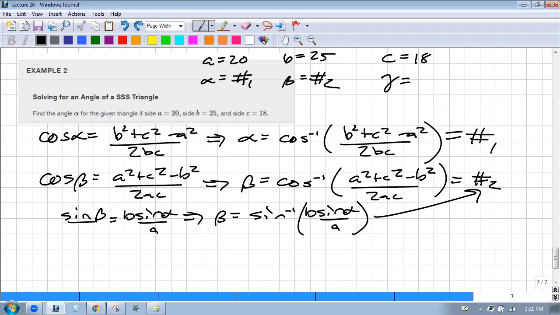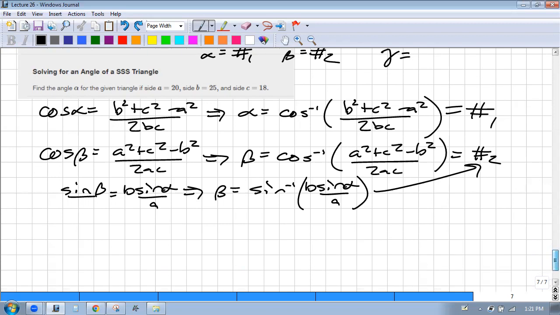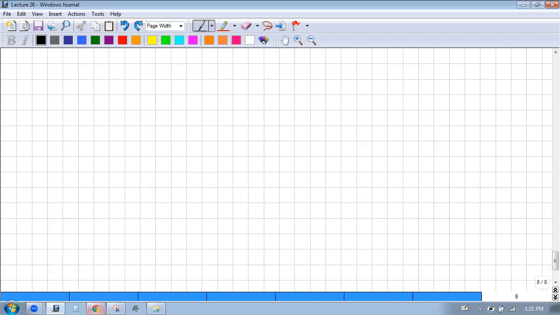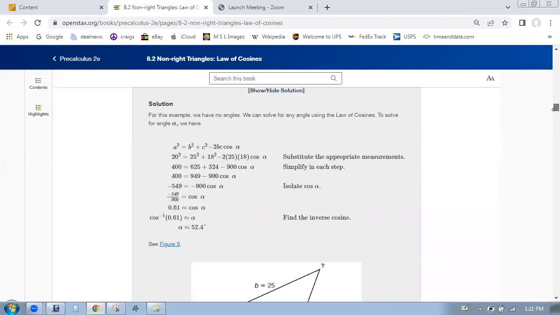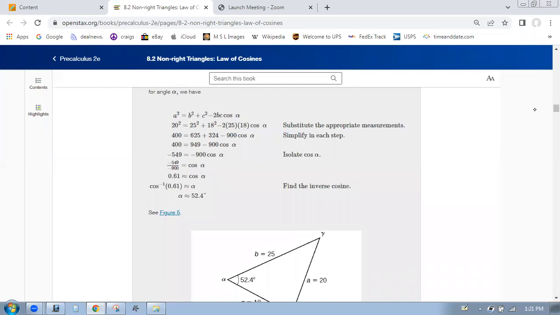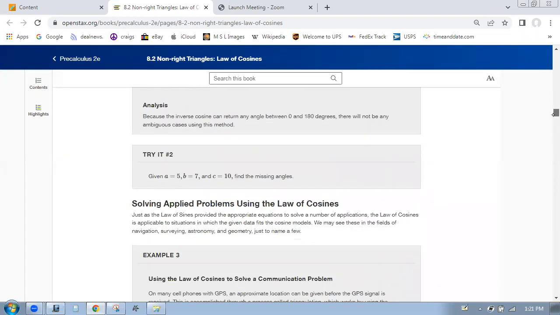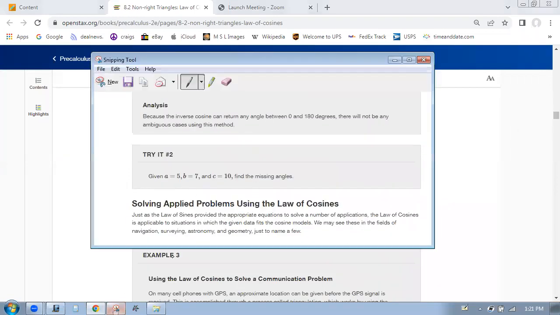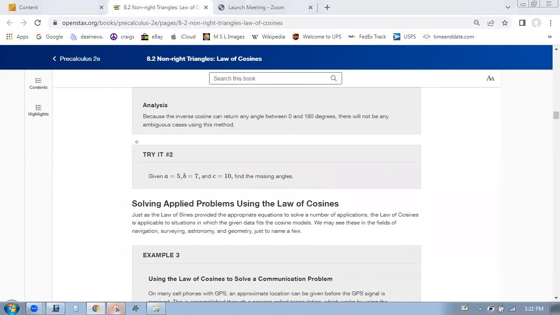I don't want to plug numbers in because I don't think that's very helpful. It's like, here's the math, and now watch me fiddle with my calculator for 10 minutes. I don't see that being very useful. Plus, that's in the book. I think all of this stuff just obfuscates what you're trying to learn. Here we go. Try it number two.